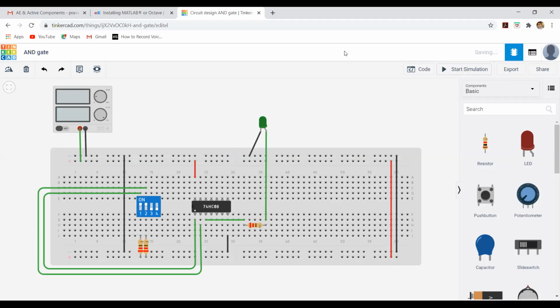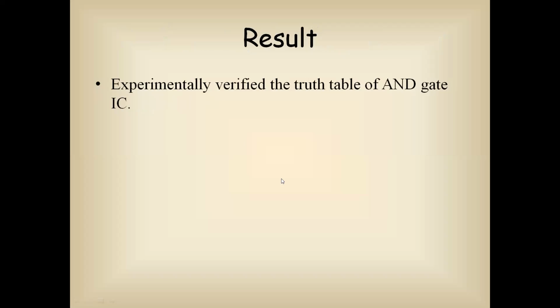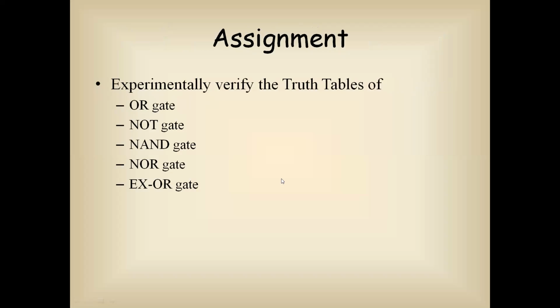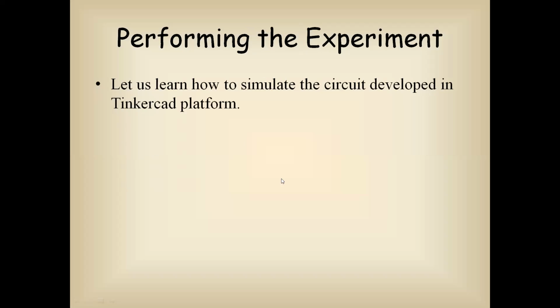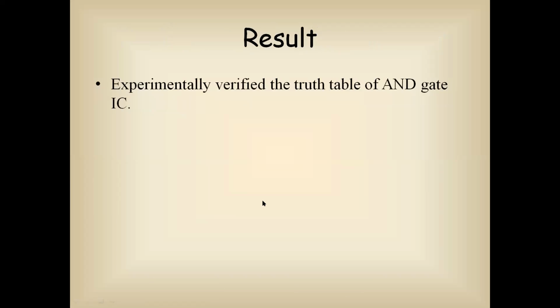Once you are done with that, you still need to perform the remaining part of the experiment. What we have done is verify the truth table of the AND gate IC. But along with that, you should also verify the truth tables of OR gate, NOT gate, NAND, NOR, and XOR. Basically, in place of this AND gate IC, you can place other gate ICs and verify their functionality according to their truth tables.